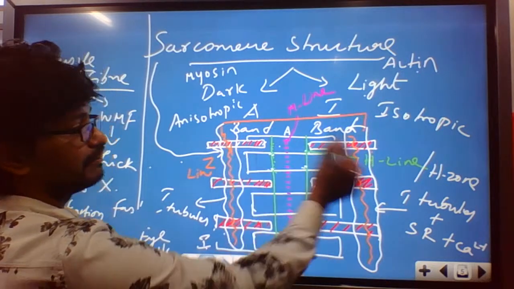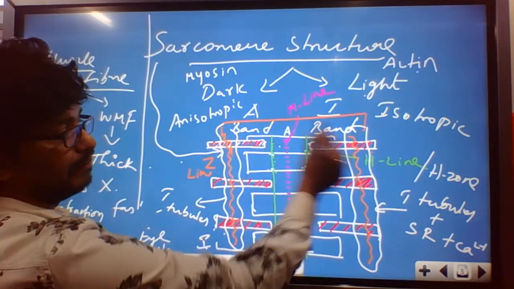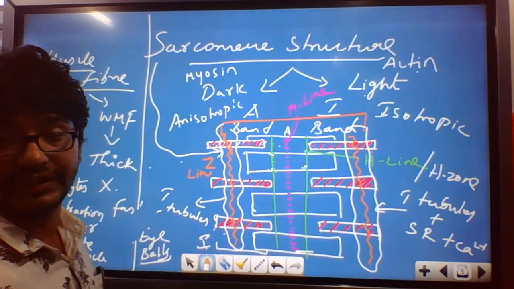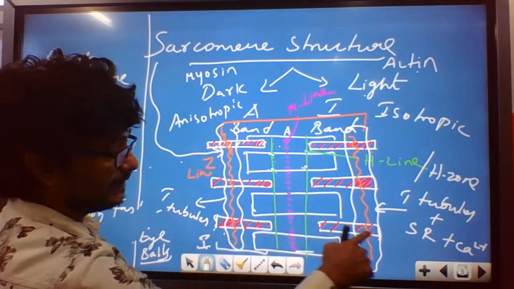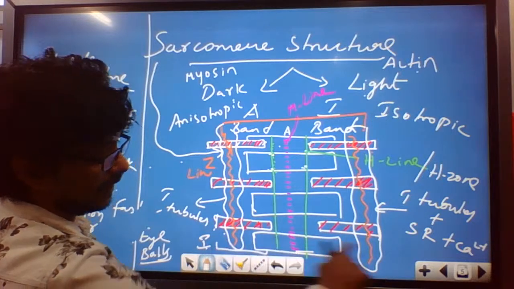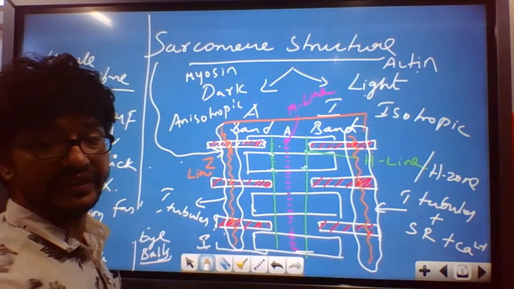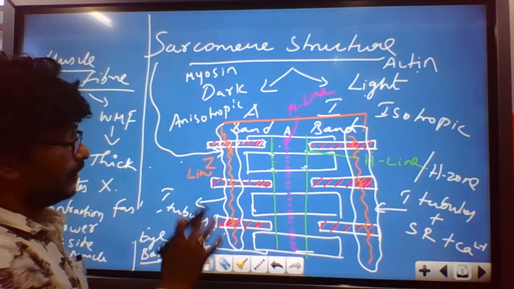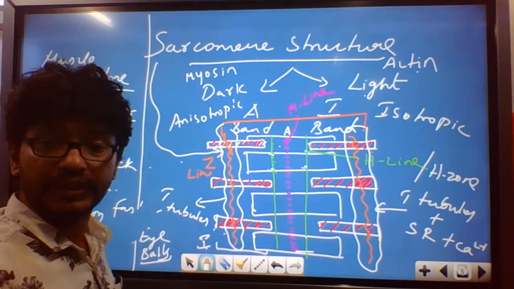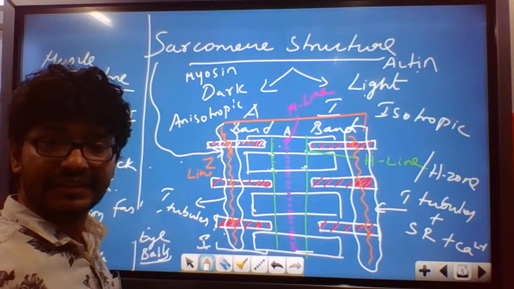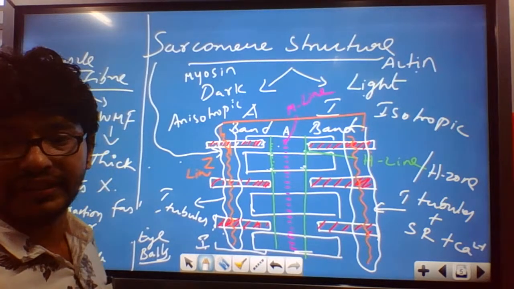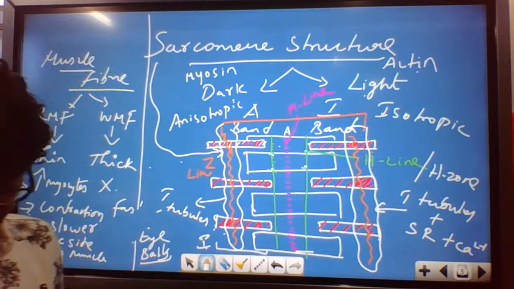And on the actin, the light band, you can see the orange line that I drew. This is what we call the Z line. The gap between two Z lines is called the sarcomere. Now the Z line is covered by the transverse tubules, which receive the signals to acetylcholine, and this is responsible for the contraction and relaxation of the muscles.